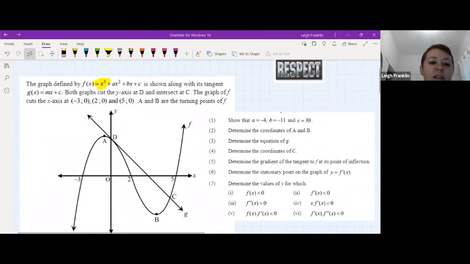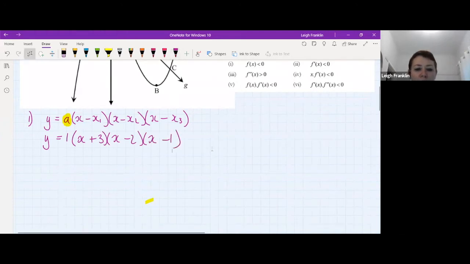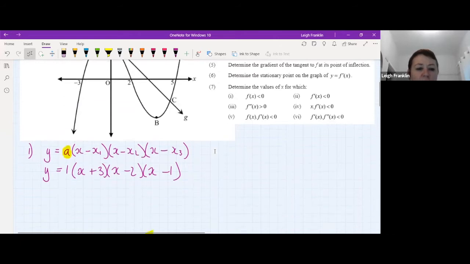When they write there f of x equals x cubed, we are allowed to assume that they are saying to us that the coefficient of x cubed is 1. So this a value over here, this is the coefficient of the x cubed term. And in this case, it is indeed equal to 1. So that's why I'm going to put 1 there, even though it doesn't change anything. And then here we have x plus 3, x minus 2, x minus 1. Is that correct? Let's just go and check. Oh, no, sorry, that's not right. It was 5. Sorry, let me just change that to 5.